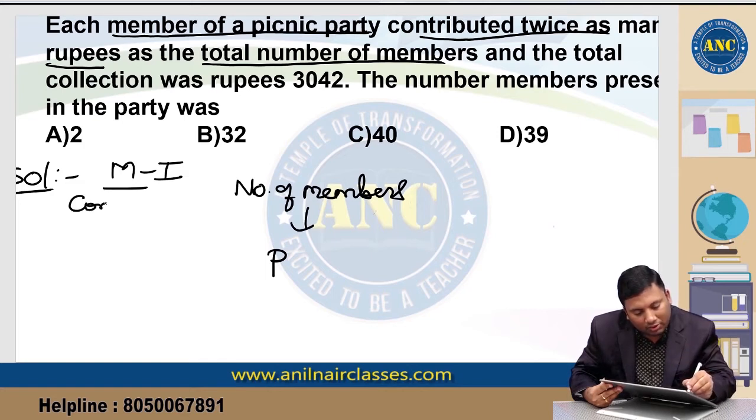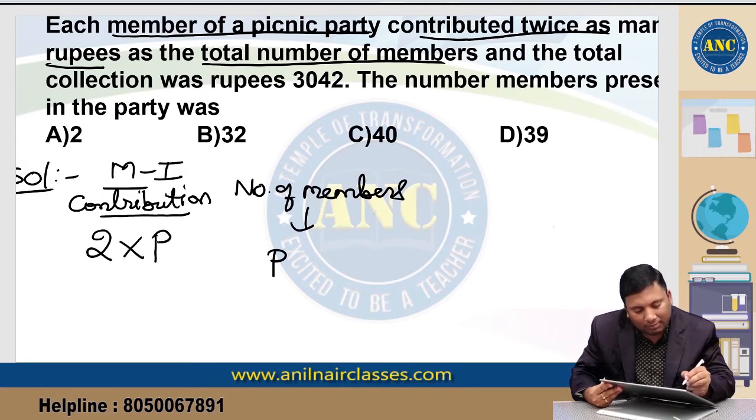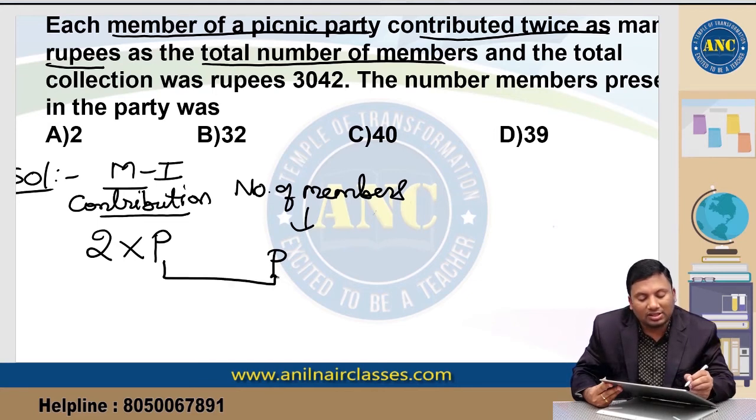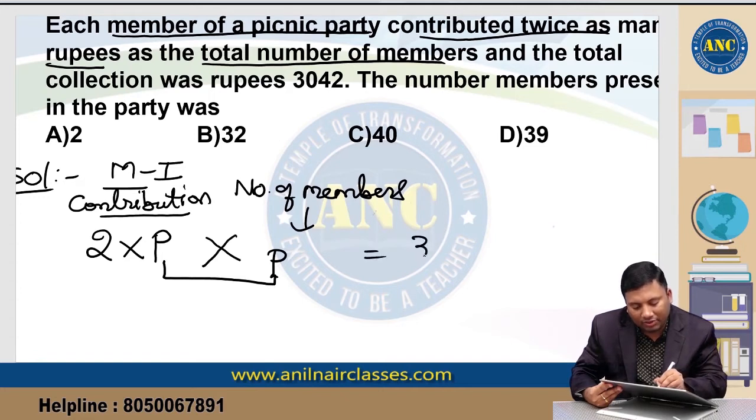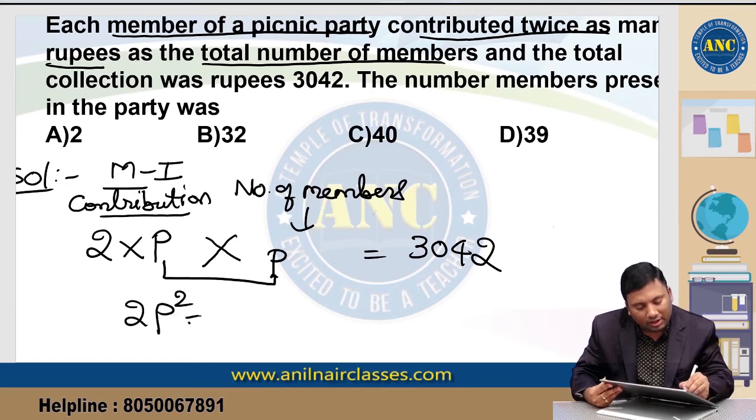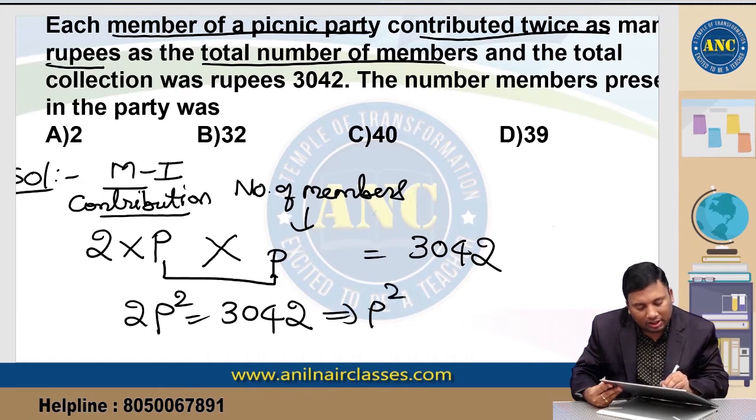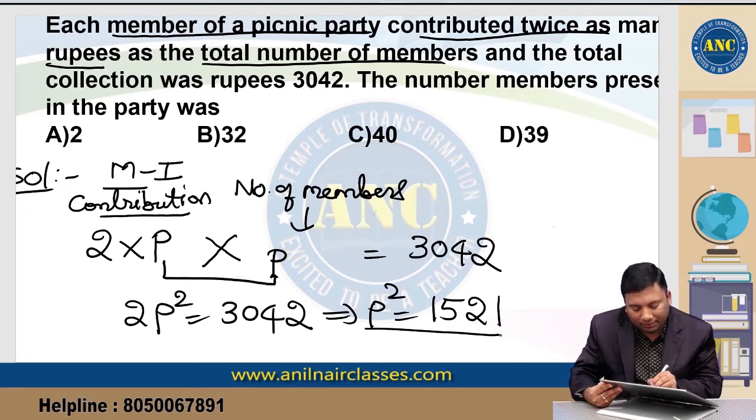So the contribution is nothing but, the number of members are P, and each one contributed twice the total number of members. This contribution is nothing but 2P. So the total contribution is nothing but 3042. So 2P square is equivalent to 3042. This is nothing but P square equivalent to 1521.